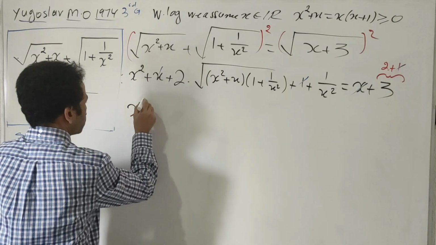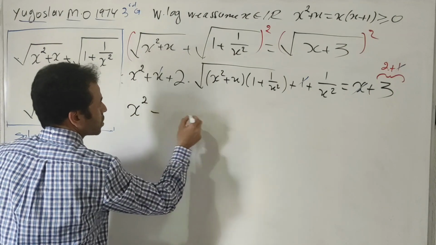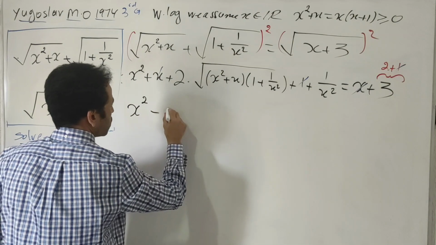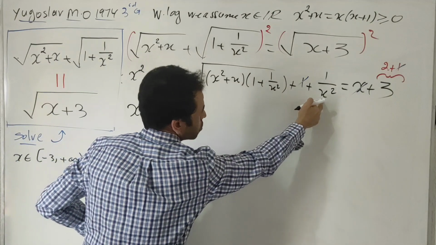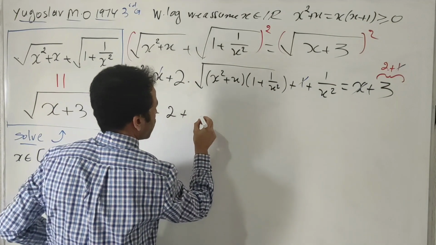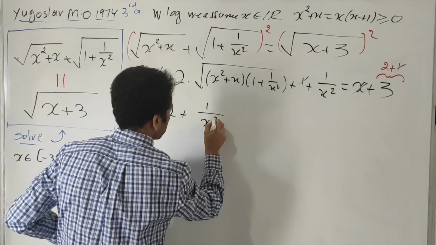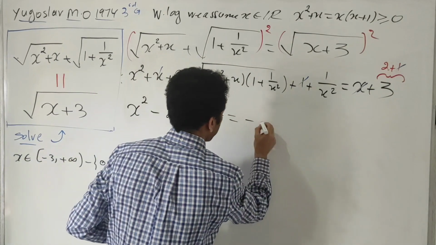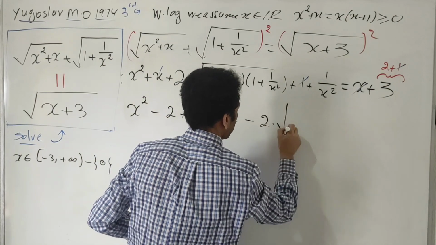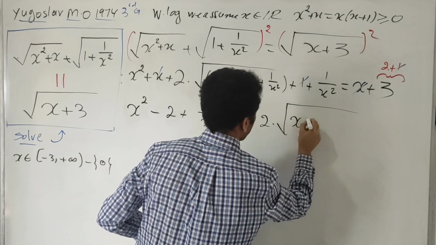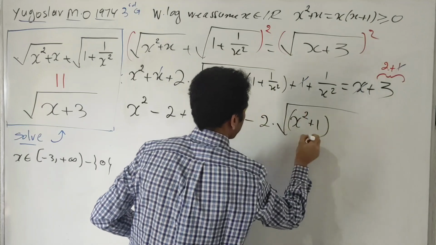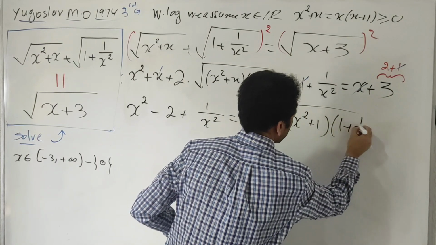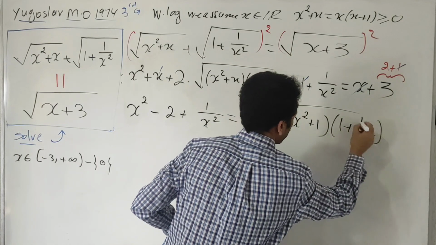So we'll have x squared minus 2, which I brought from the right, plus this last term which is the reciprocal of x squared. By taking this one to the right hand side of this equation, I will have a minus sign, minus 2 multiplied by this square root of x squared plus 1 times 1 plus the reciprocal of x squared.